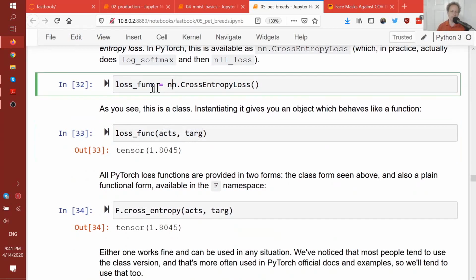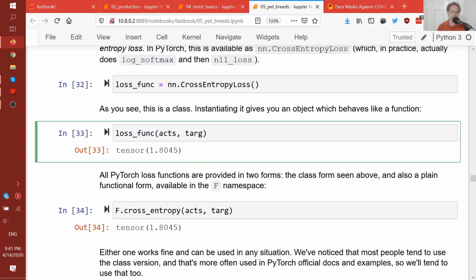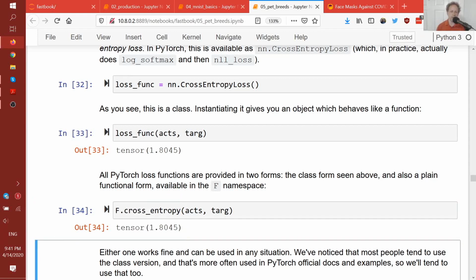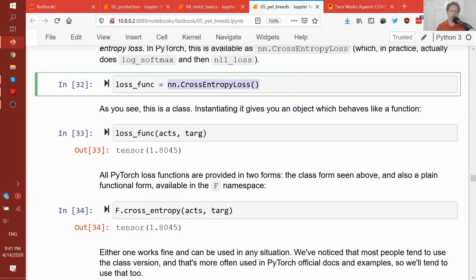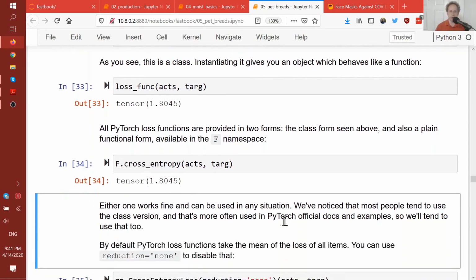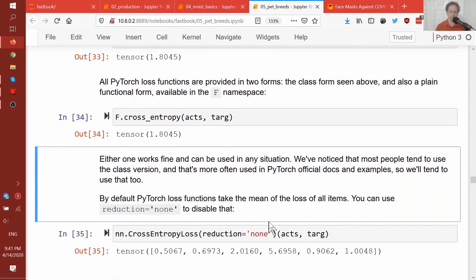And pretty much everything in PyTorch, every one of these kinds of functions, you can either use the NN version as a class, like this, and then call that object as if it's a function, or you can just use F dot with the camel case name as a function directly. And as you can see, they're exactly the same number. People normally use the class version. In the documentation in PyTorch, you'll see it normally uses the class version. So we'll tend to use the class version as well.